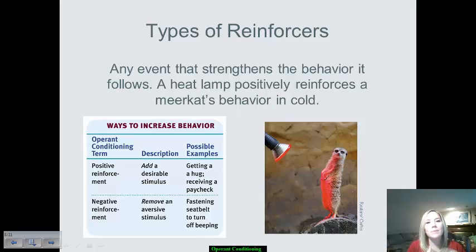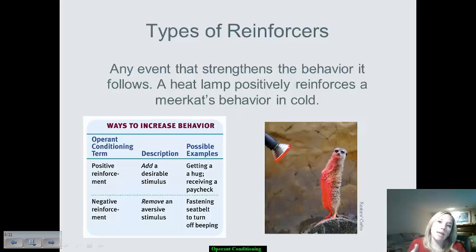So when we talk types of reinforcers, this is any kind of event that strengthens behavior, okay? So whether we talk about a positive reinforcement or a negative reinforcement, at the end of the day, what you need to know is that any kind of thing that reinforces and strengthens a behavior is a reinforcer, okay? So, examples of these concepts, there are two types, positive reinforcement and negative reinforcement.